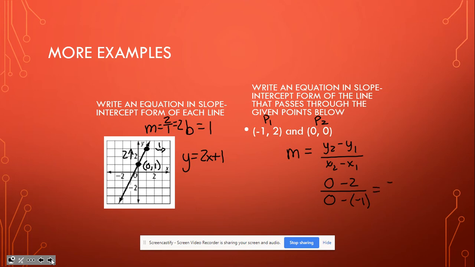0 minus 2 gives me a -2. 0 minus -1 gives me a +1, so my slope is equal to -2. Notice that my second point has an x value of 0, which means that is the y-intercept. So the y value is also 0, therefore my equation is y equals -2x.